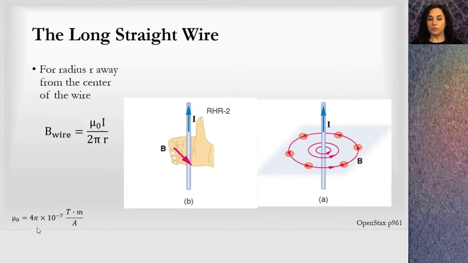I put the value of mu naught down here, 4 pi times 10 to the negative 7th. So when you plug that in, the 2 pi's will cancel in the equation. And remember, this is for radius r away from the center of the wire. Anywhere along this wire, you can have this radius r, and it will be the same magnetic field in this direction as well, for any r along that wire vertically.